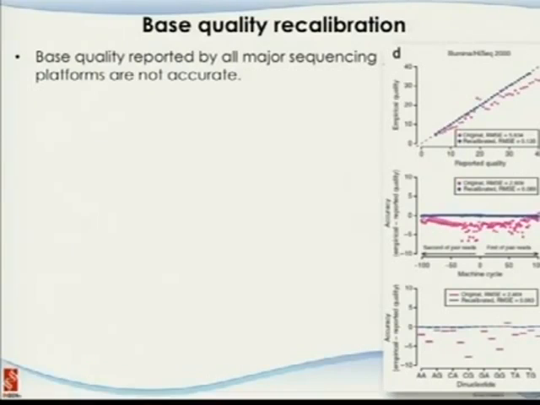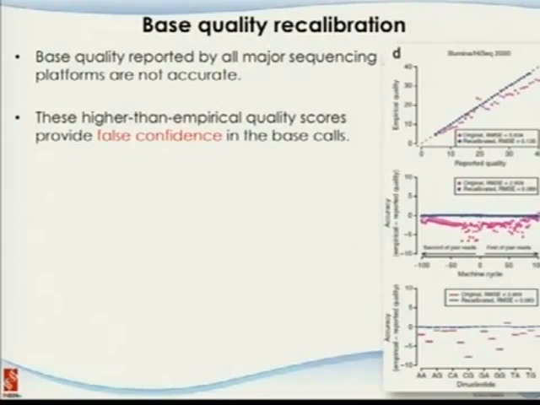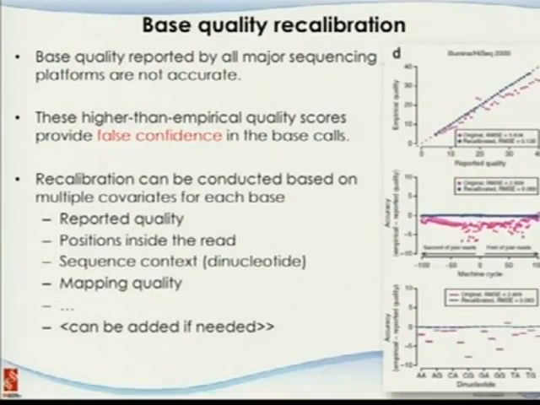The reported quality, okay, the real quality is not as good as the reported. So you can see that they lied. Anyway, those scores higher than the real quality provide false confidence in the base calls, and sometimes it can be 10 times, which is very dramatic. And the recalibration uses multiple features, including the base quality, the alignment, and the sequencing context, so you can go back and look at what information people use to make these corrections.